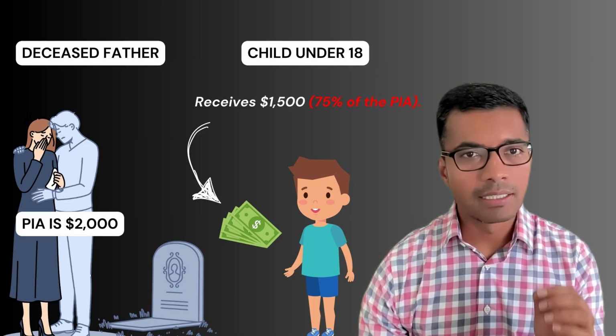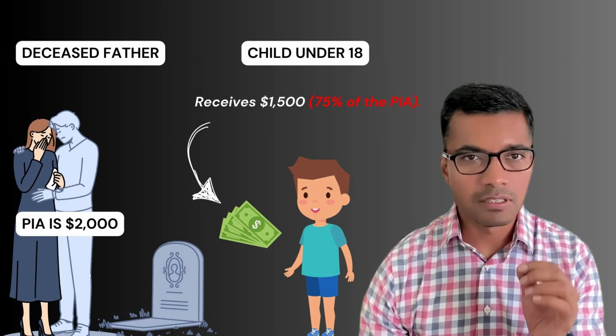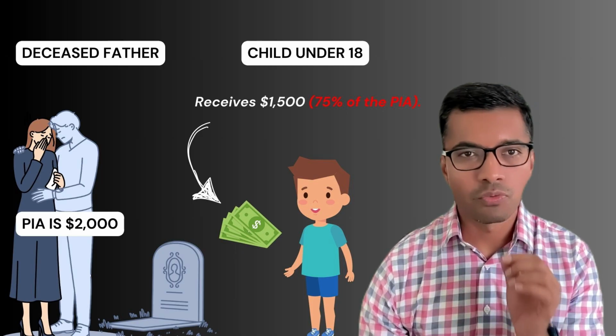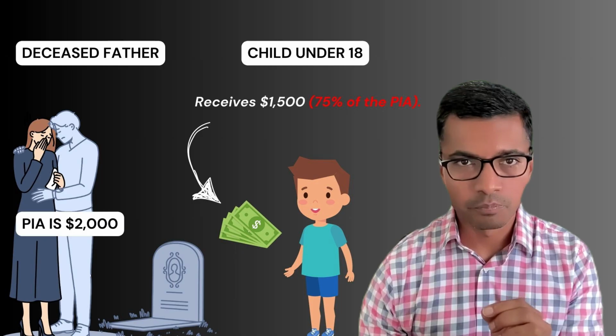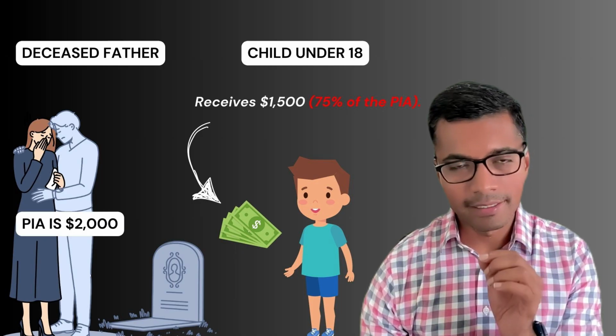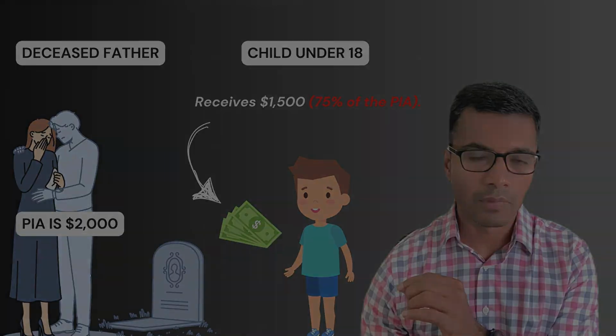Now, for the children under age 18, they would be receiving 75%, which is $1,500 of the PIA, until the age of 18, or 19 if they are a full-time student. For the family maximum limit, if there is a family of a spouse and two kids in the same example that we talked about, let's say the family maximum limit is 175%. So 175% of $2,000 is $3,500.